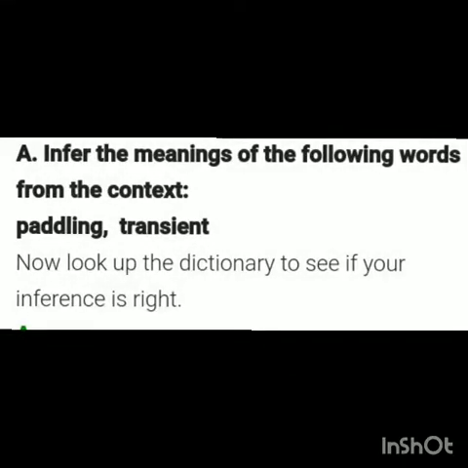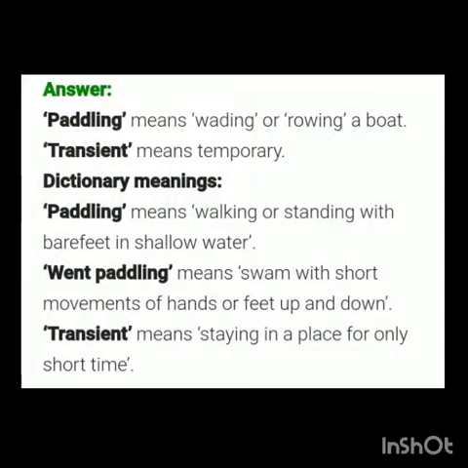Now let's find out the answers to some of the textual questions. The first exercise in your textbook is about finding the meanings of two words that are present in the poem. The task is to look up the dictionary to see if your inference is correct or not. These two words are paddling and transient. The chapter provides the meaning of both these words within the context of the poem so that you don't have to refer to a dictionary.